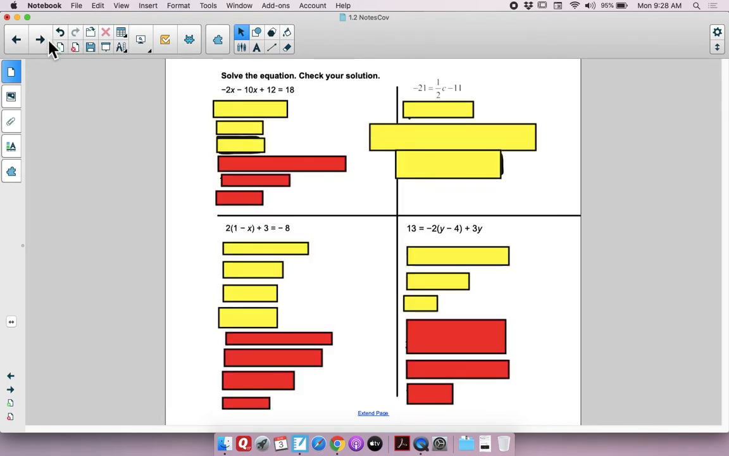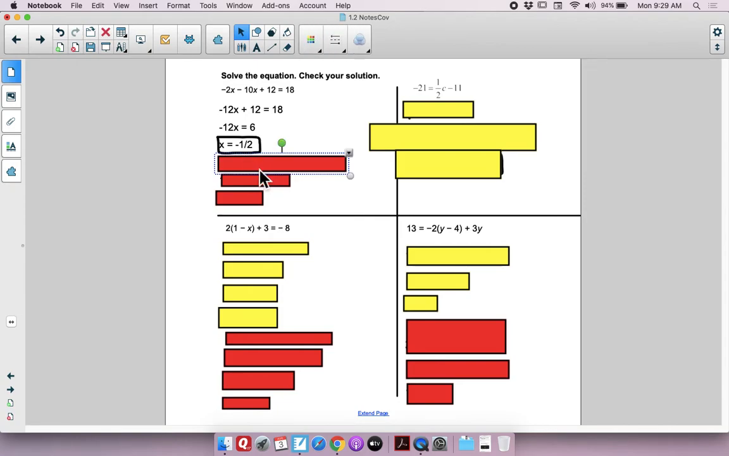Okay. So go ahead and try these, and then we'll work through these. So on this one, you do have like terms, so simplify each side separately. Hopefully you got negative 12x. We're going to isolate that variable term. That means we're going to subtract 12 from both sides. That gets us a 6. Divide by negative 12. And 6 divided by negative 12 is negative 1/2.